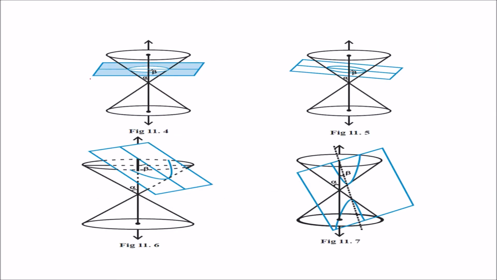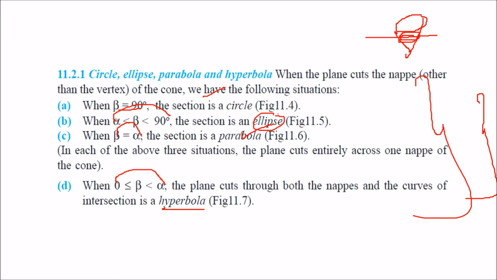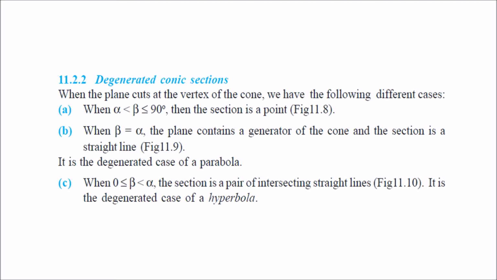So this is the plane which is creating a circle, this is creating an ellipse, this is creating a parabola, and these two are hyperbolas, depending upon the angle we have chosen. Depending upon the angle, you are going to get the circle, ellipse, parabola and hyperbola. Let us come to the degenerate conic sections.